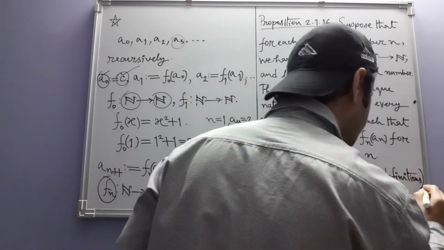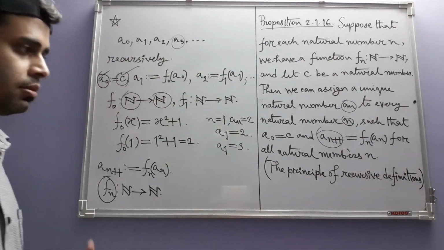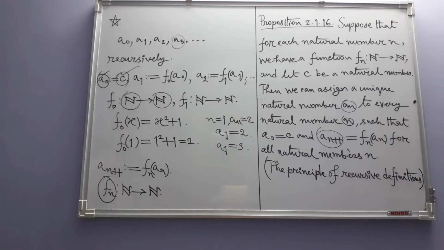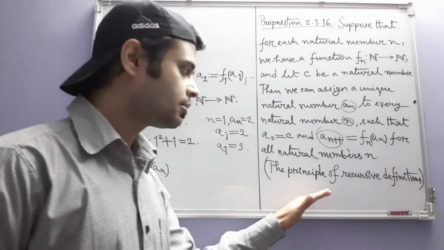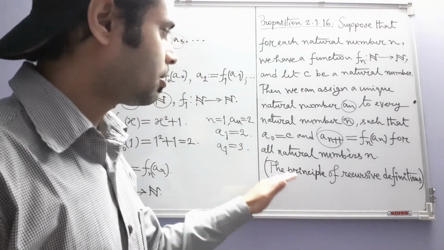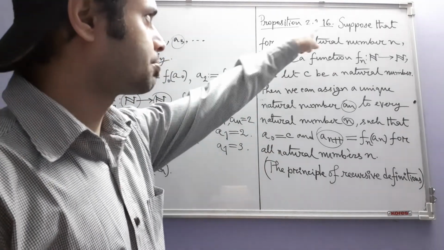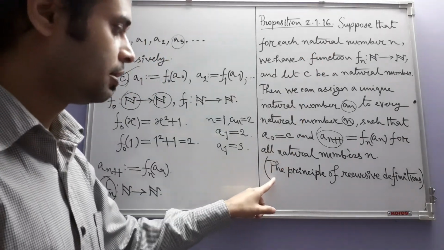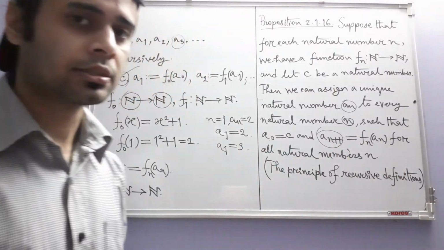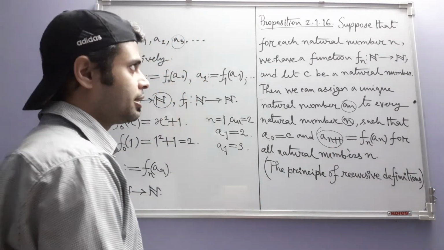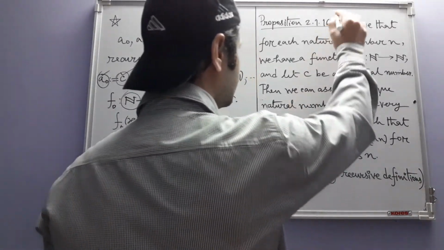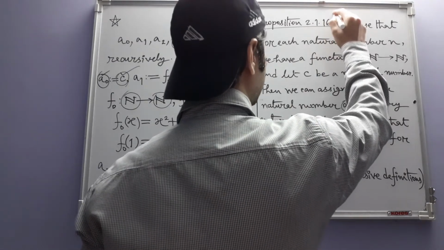This is the name of the proposition. So when we refer to this result, it's not necessary to say proposition 2.16. We can just say the principle of recursive definitions. One more thing I forgot to write is that this, let me write it here itself.